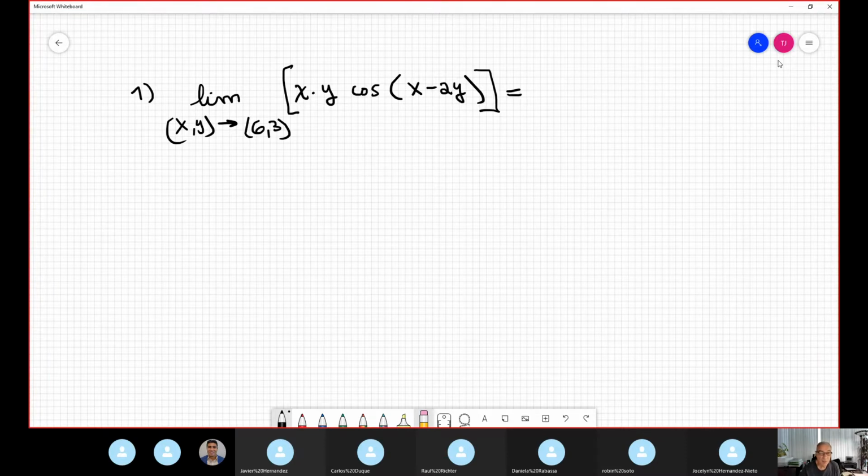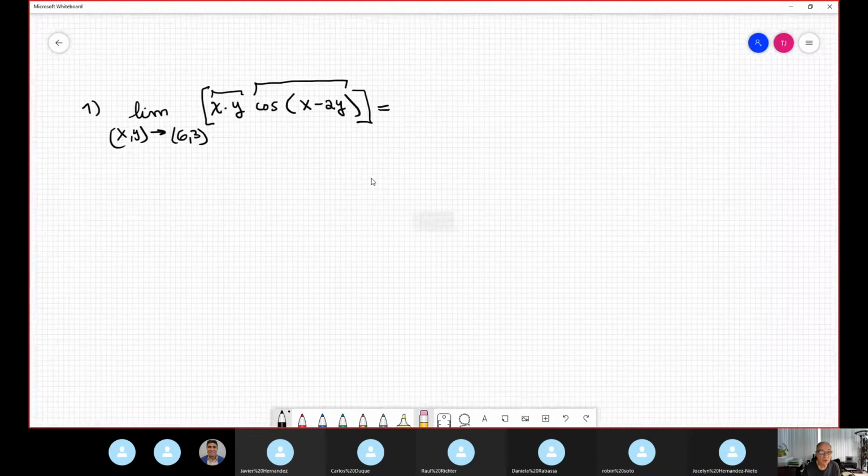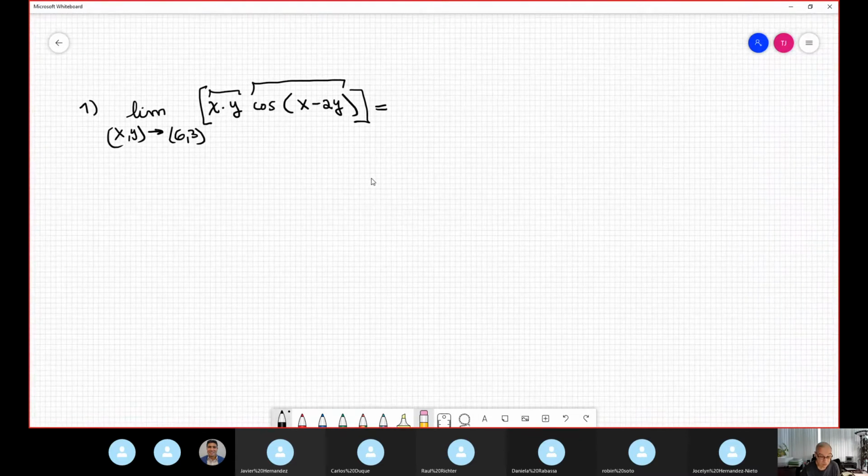I can see, for example, we have here a polynomial function, continuous. We have here a trigonometric function, cosine, continuous. And the multiplication of continuous functions is continuous. So, just plugging in. If the answer is not indeterminate, that is a number, the answer is the number. End of story. So the answer is, use substitution, plugging in. x is 6, y is 3. So, 6 times 3, cosine of 6 minus 2 times 3.